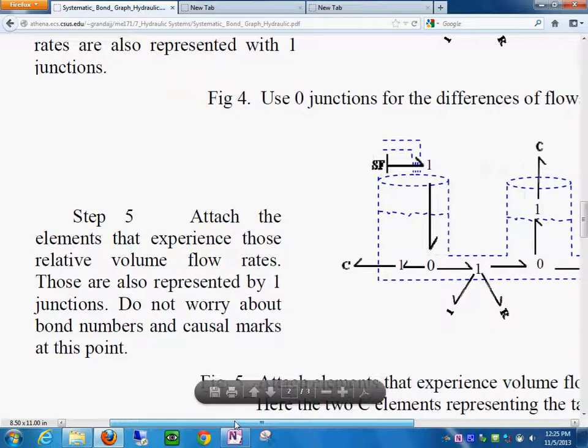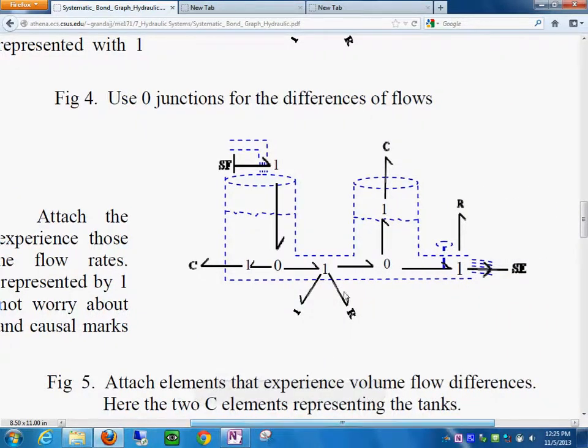Now, step number 5 says attach those elements that experience those relative volume flow rates, and those are also represented by one junctions. Do not worry about the bond numbers or causal marks at this point. You're just laying them out in here. And so we connect the R element, we connect the tank over here and the other tank over here. And lo and behold, we have the bond graph model finished, laid out on top of the physical system, which provides us a one-to-one correspondence with the physical system.